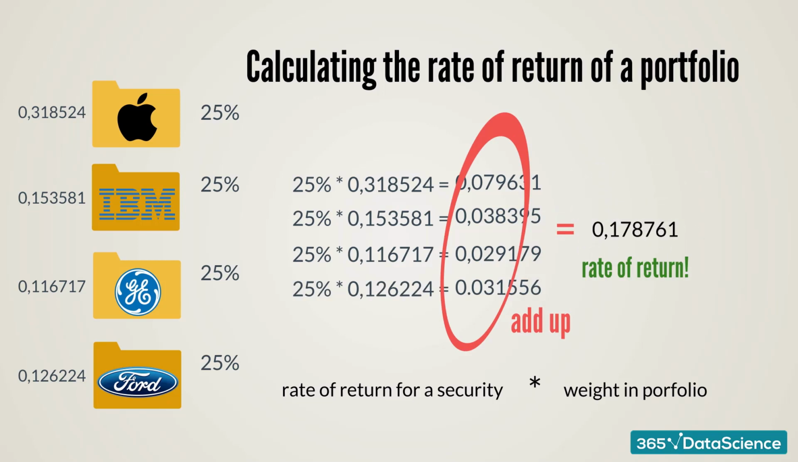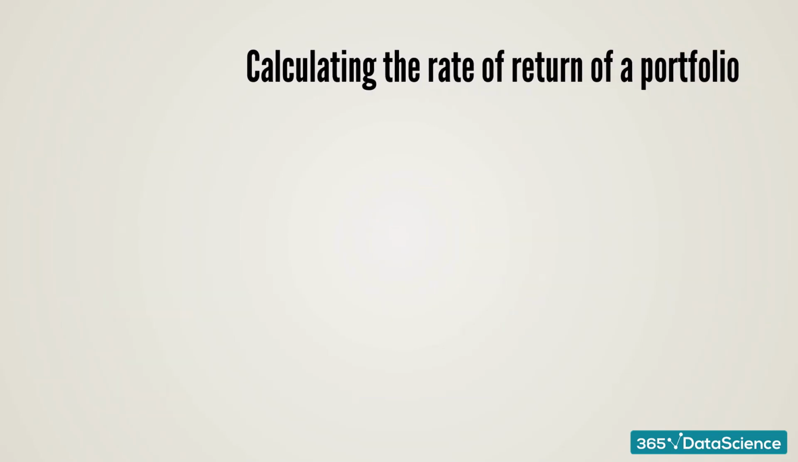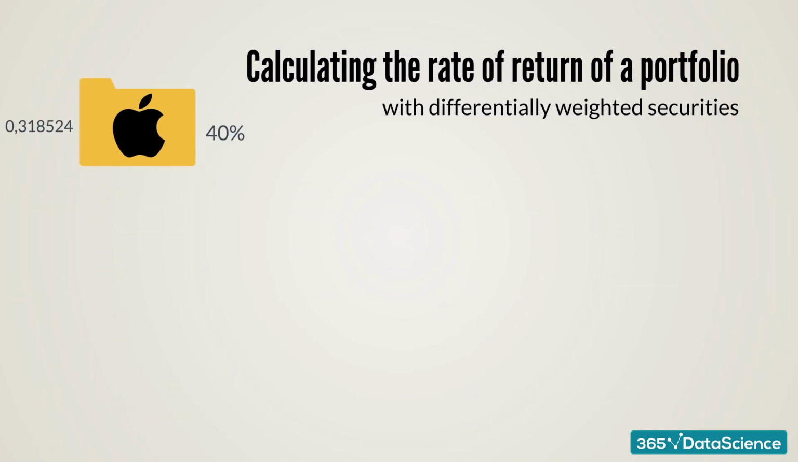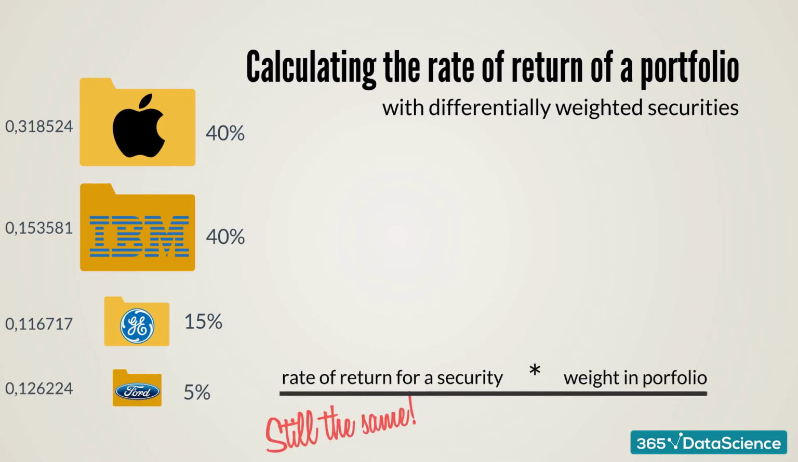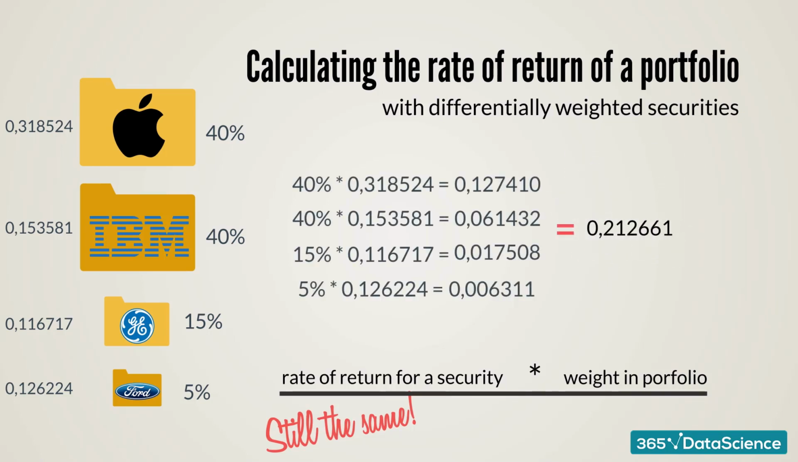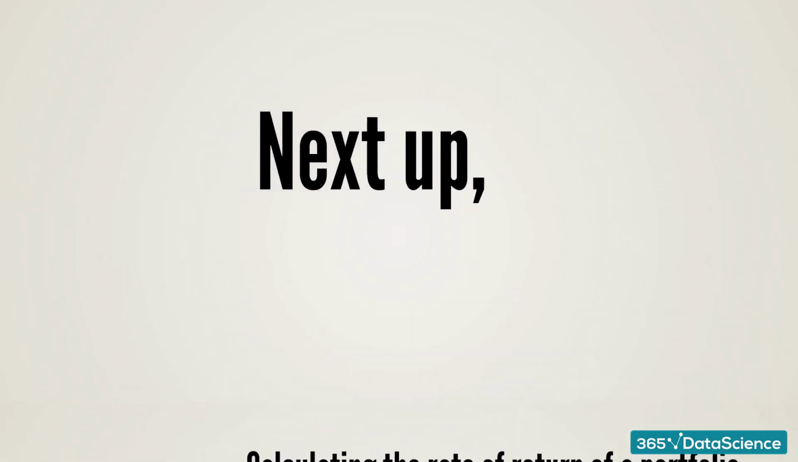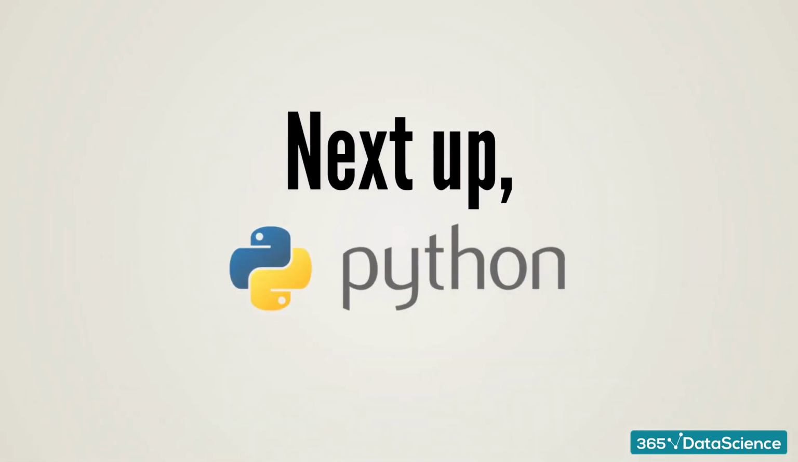What if this wasn't an equally weighted portfolio? If the weights of these 4 stocks were 40% Apple, 40% IBM, 15% GE, and 5% Ford, the calculation will be the same. The only difference is that we must substitute 25% with the new weights. Here's what we'll have in this case. The second portfolio earns a higher rate of return. Next, we will apply what we have learned here and calculate a portfolio's rate of return in Python.